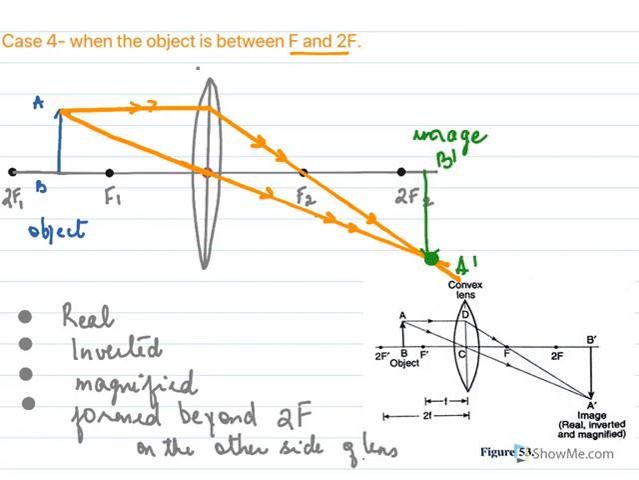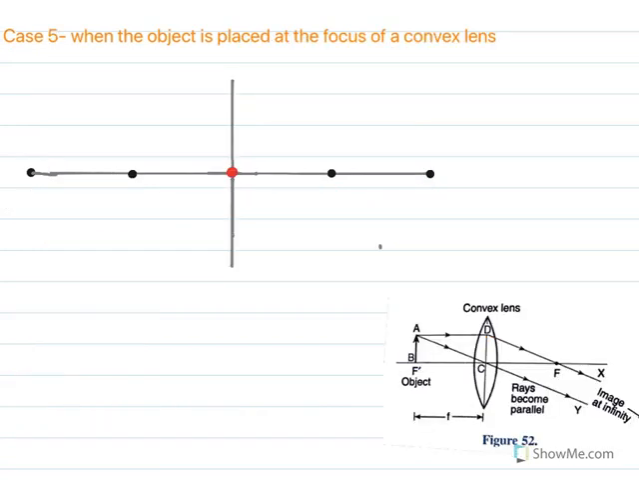So let's draw this again here. Here was the object, and from the object we had two rays coming, one parallel, it went through the focus, and the other one went through the optical center, and here is your image formed. Real, inverted, magnified, beyond 2f. This was case 4. So you mark these points, then you draw your lens. Remember, the points should be equidistant.